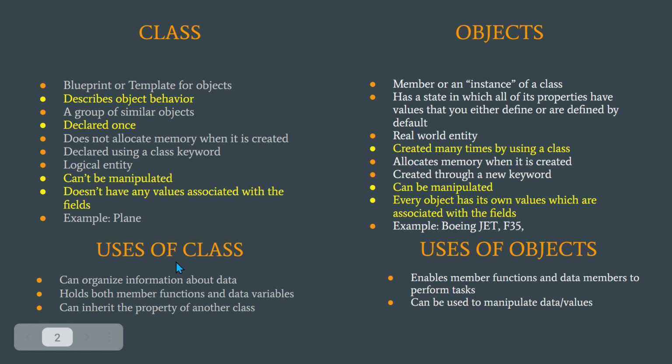Okay. Some of the uses of a class versus the uses of objects. The uses of class: you can use a class to organize information about the data. You can hold both member functions and data variables within the class, okay? And you can inherit the property of another class. So that's some of the uses there for a class. Some example of uses of objects are it enables the member functions and data members to perform tasks and can be used to manipulate data and values, okay?